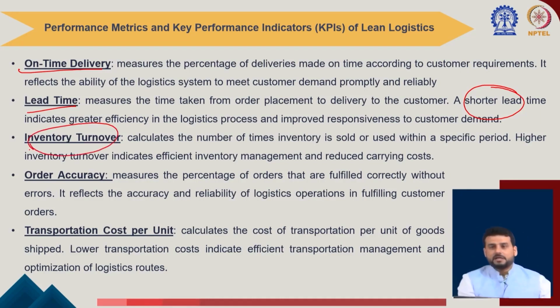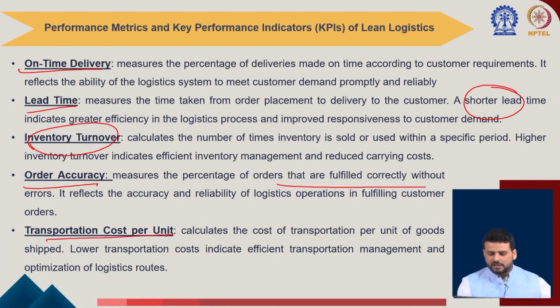Inventory turnover: if you are keeping minimum inventory, that means you are quickly replacing the stock. You are moving the material in the market and quickly replacing the stock. That means your inventory makes only a minimum temporary stoppage in your warehouse. Order accuracy: how many times you are delivering the accurate order, on accurate time, with accurate quality, right? So that means a complete order.